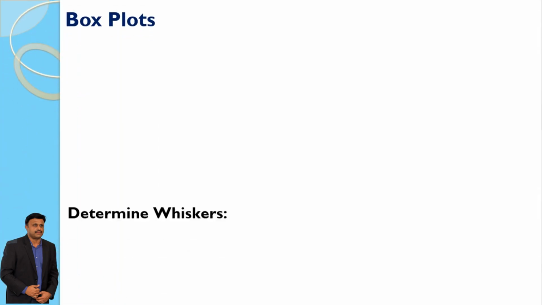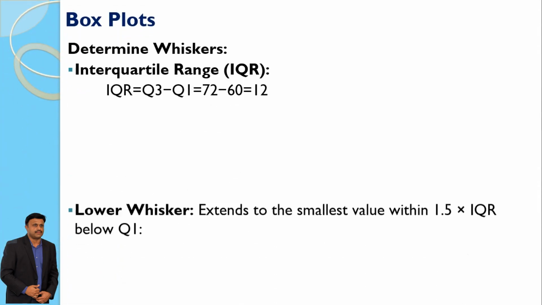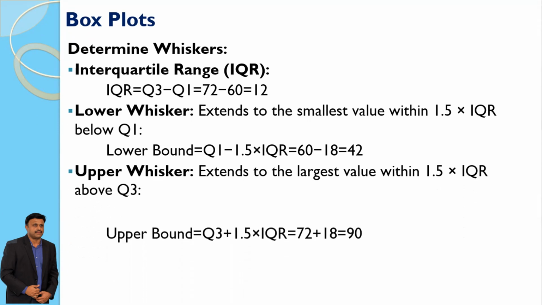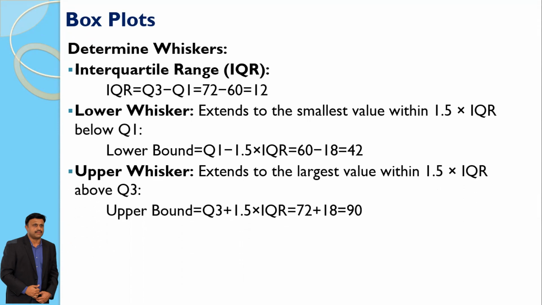The interquartile range, IQR, is the difference between the third and first quartiles. The whiskers extend to the smallest and largest values within 1.5 times the IQR below and above the quartiles.